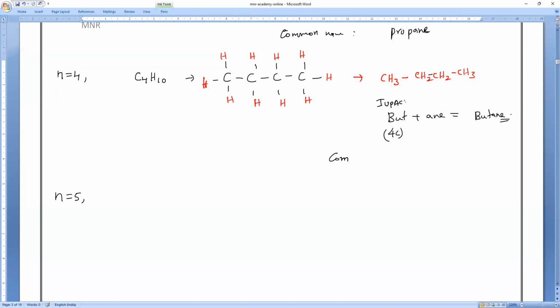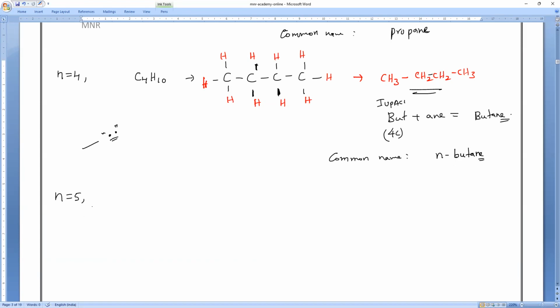Actually, that is the IUPAC name. The common name of butane is actually not butane, it is n-butane. Note it, everyone. And what is the structural formula? Structural formula I have already drawn here. Electron dot means you can replace each bond with a pair of electrons. Of course, all are single bonds. So each bond has to be replaced with how many electrons? One bond represents one pair of electrons. That is what you have to remember.